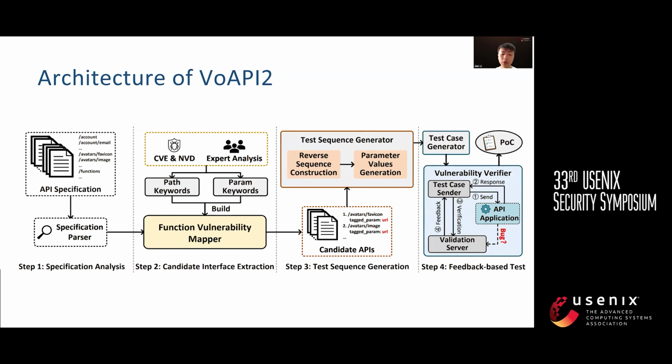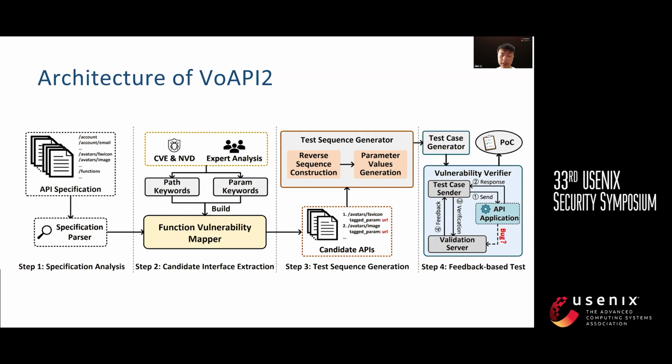This is the architecture of our tool, VOAPI. We start by parsing the API specification. This helps us understand the structure and functionality of the APIs. The parsed data is sent to the function vulnerability mapper. This mapper is built using path keywords and parameter keywords from the CVE database and expert analysis. This process identifies potential candidate APIs that might be vulnerable.